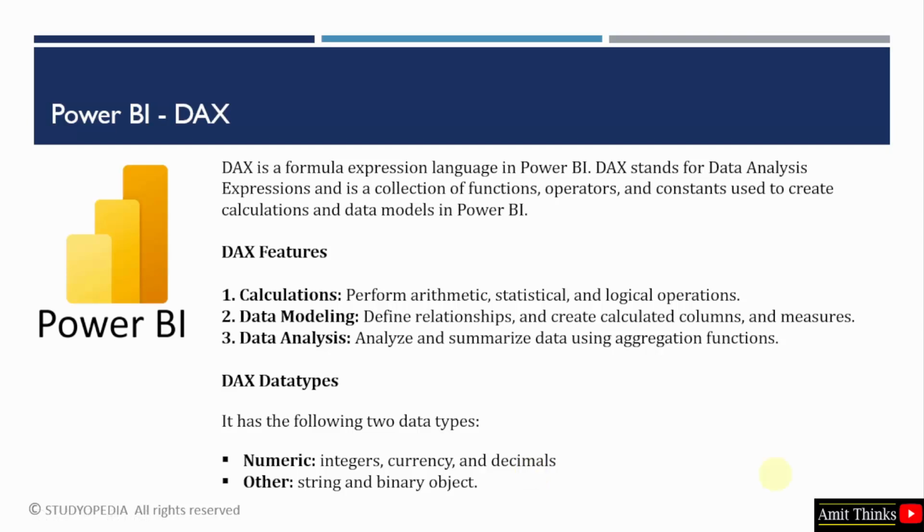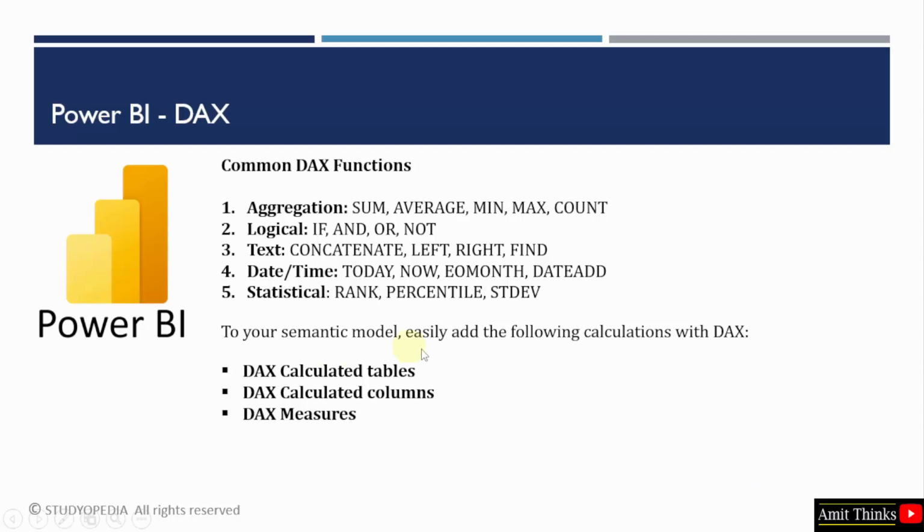DAX enables you to create custom calculations in Power BI. Okay, it includes your calculated columns concept. The common DAX functions are the following, like you must have seen these functions before also. For logical, we always have if, and, or, not. Aggregation, sum, average, to find the average, to find the sum. Date, time. Okay, text. Okay, text includes your concatenation and other such functions.